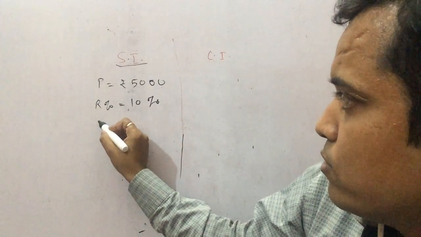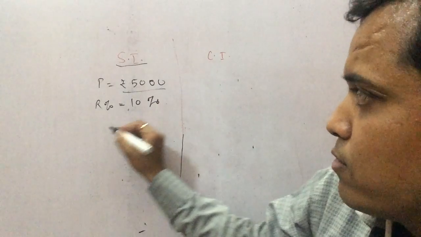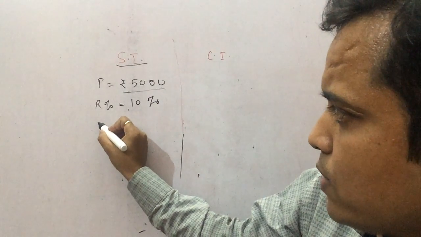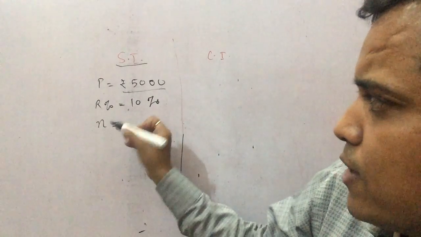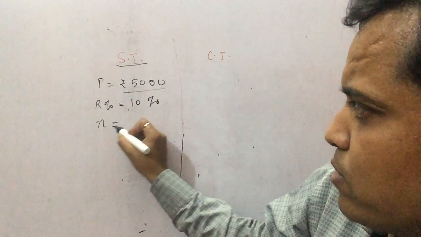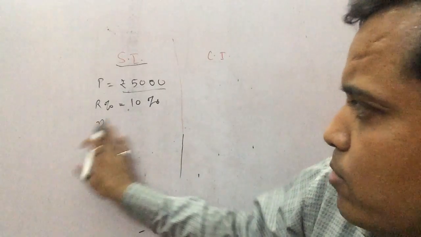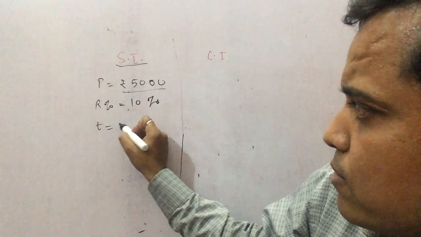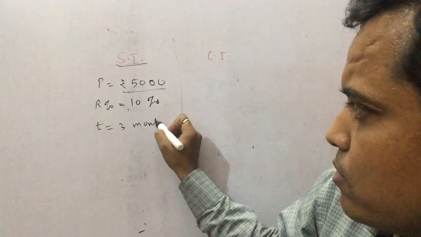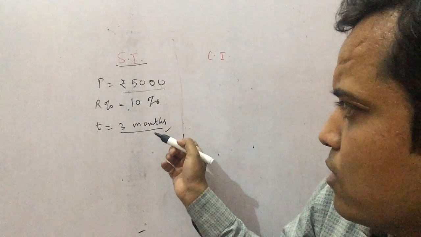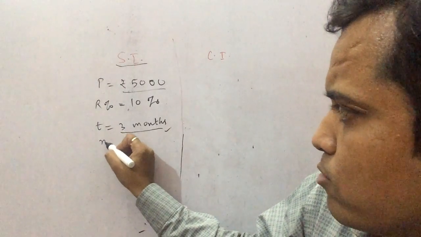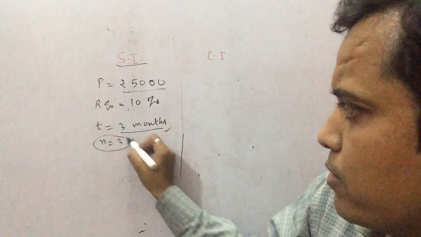And suppose you gave this money, rupees 5,000, for 3 months. So the time is 3 months, and the period will be 3. Here you can also write n equal to 3. All right.